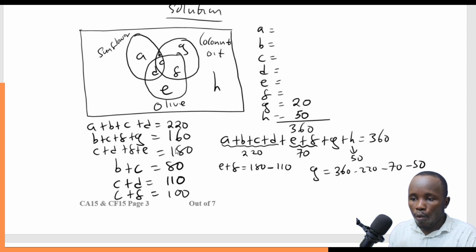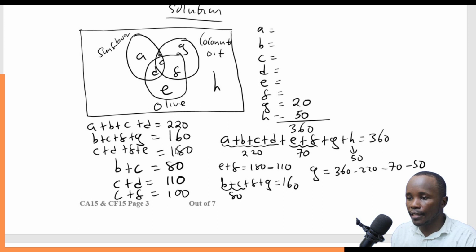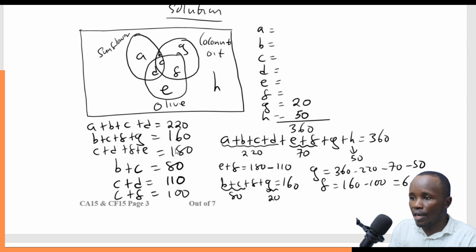Now, my G is 20. I can be able to get F. Look at this. B plus C plus F plus G is 160. It therefore means this part here is B plus C, which is 80. And this G, I already have G is 20. So if I'm looking for F, it is 160 minus 100, which is 60. So I already have F, which is 60.